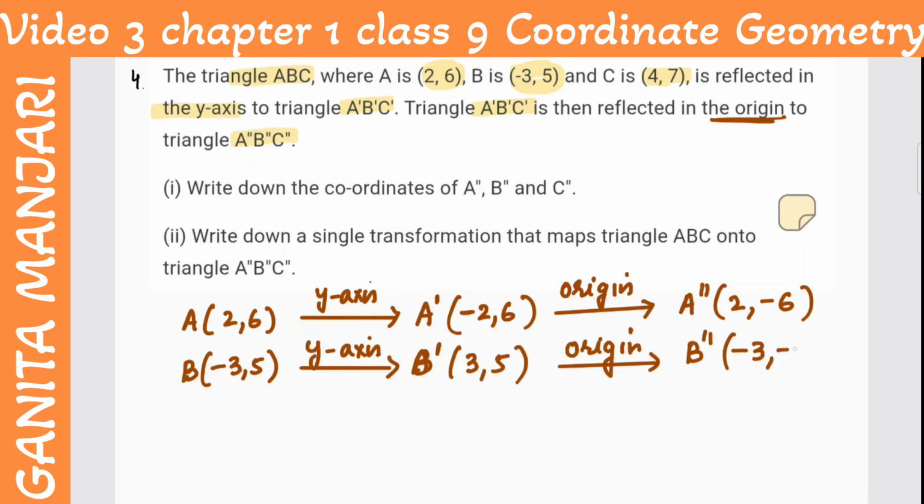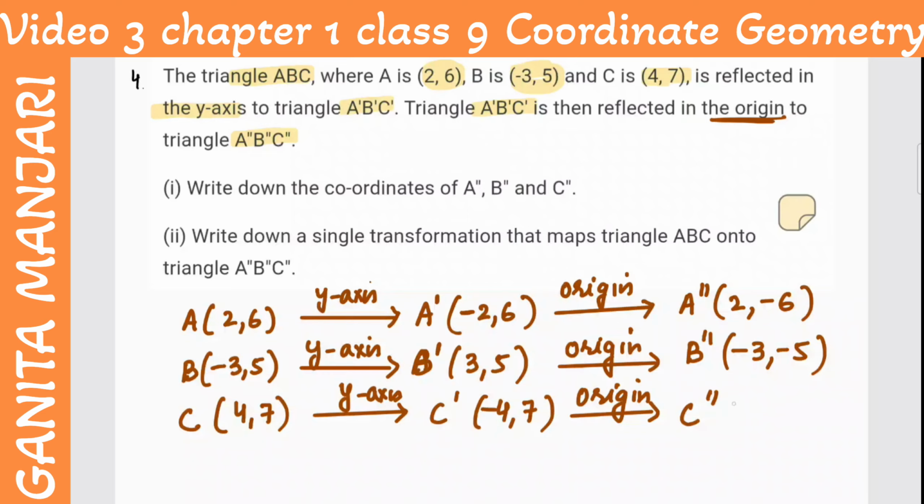So first about the y-axis, C dash, only the x part will change about the y-axis. So it is minus 4, 7. Now about the origin, the new vertex is C double dash. About the origin means both the signs get changed. So negative 4 will become 4, 7 will become negative 7.